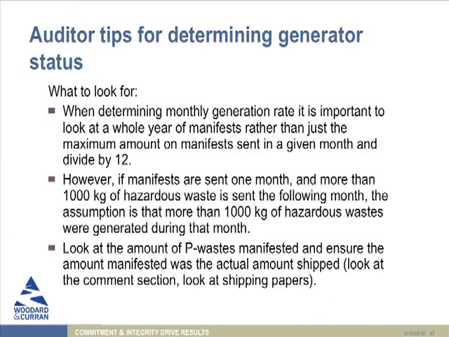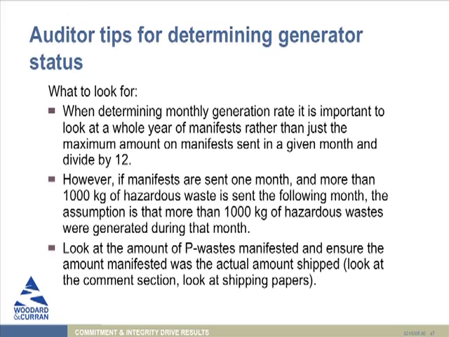So, what to think about when you're trying to determine which generator category you might fall into, as an auditor, but also as a campus representative. Take a look at a year's worth of manifests, and then roughly divide by 12. If you've got more than 1,000 kilograms generated in 1 month, and the next month you've got more than 1,000 kilograms that get shipped out. I've got that backwards.